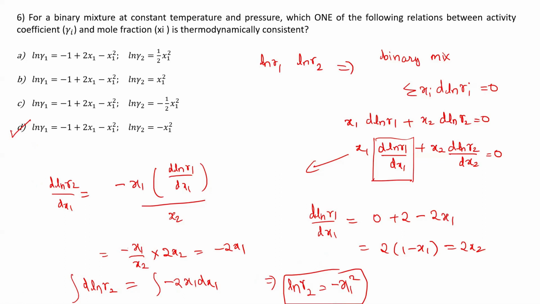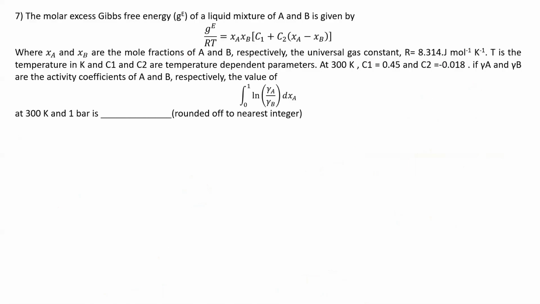Okay. So this is how easy it is. If you know just one equation, ln gamma 1, you can find out what ln gamma 2 is using the relations we have here. Okay. Next question.